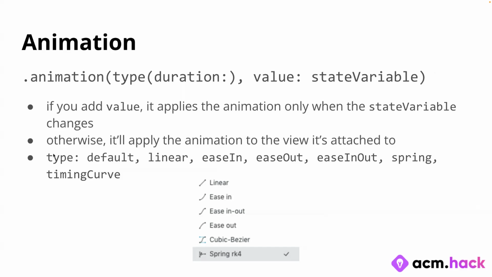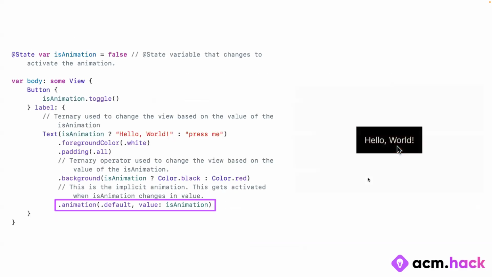Here are the other different types that we have: default, linear, ease in, ease out, spring, timing curve. There are a bunch more, but I only listed these ones. Here's a little graph of what the animation looks like. This is basically a velocity graph, so it represents the speed of the animation as time passes.